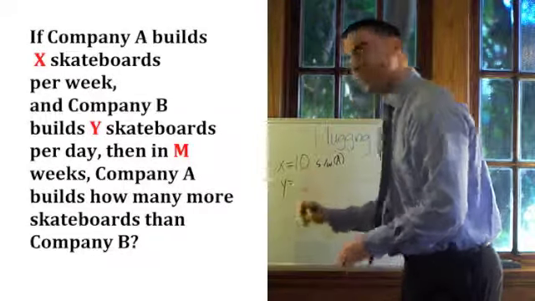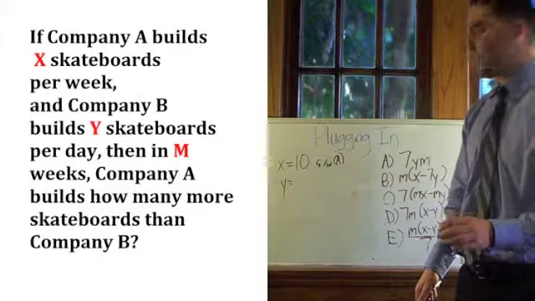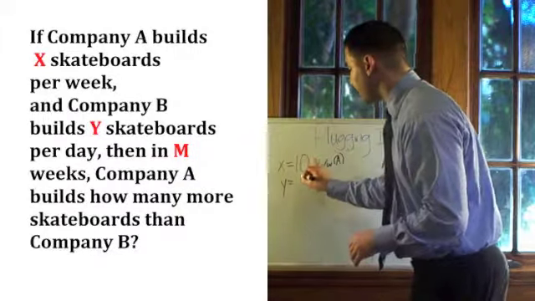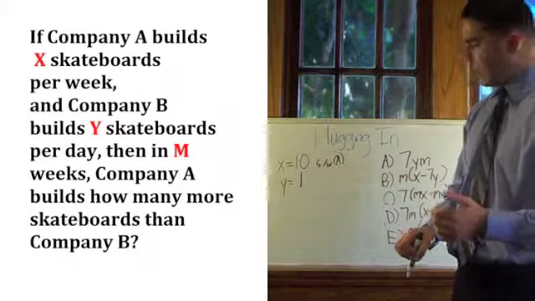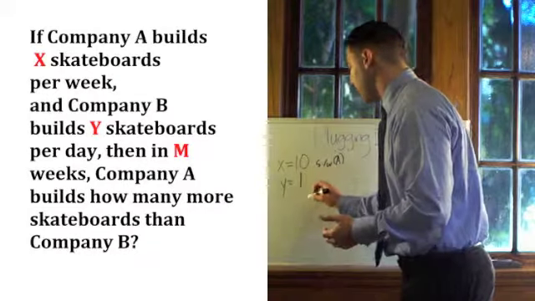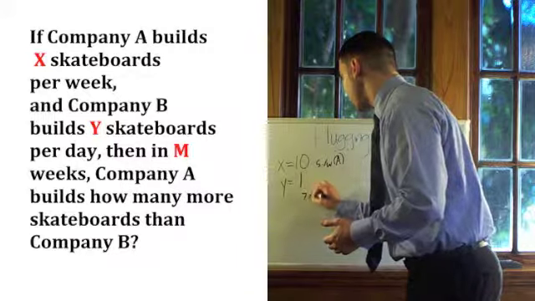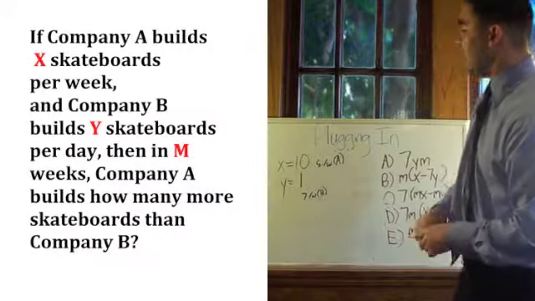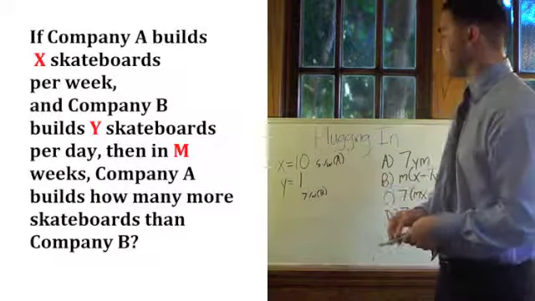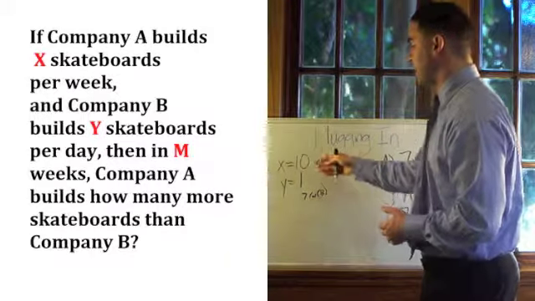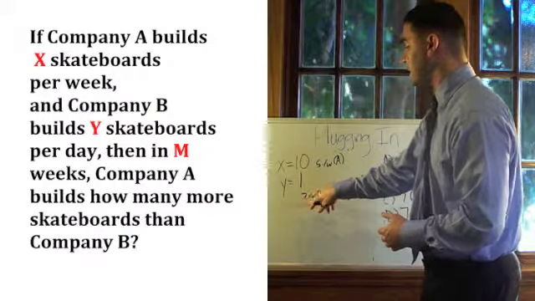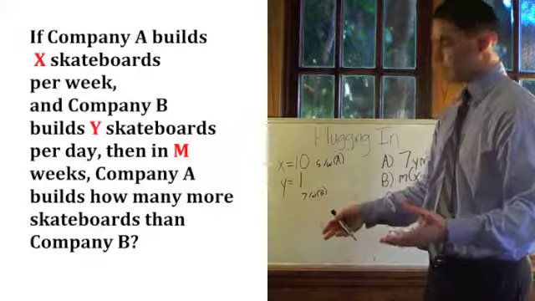Y, if you remember from the word problem, is not how many per week, it's how many per day. So let's do a nice easy number. Let's say they make 1 per day. If they're making 1 per day, then that's also going to be 7 per week for company B. And we can do some quick, easy mental math and say every single week, company A is making 3 more than company B. Even though company B is making 1 per day, that's 7 per week, and 10 minus 7 is 3.